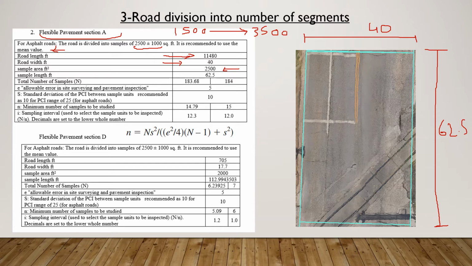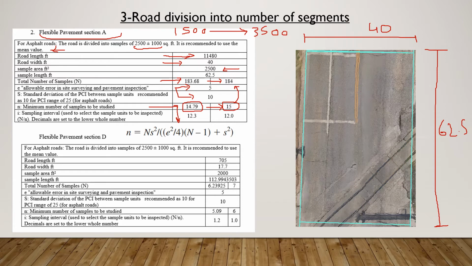The total number of samples calculated was 183.6, approximated to 184. The allowable error and standard deviation recommended for flexible pavement are 5 and 10 respectively. The minimum number of samples calculated using this equation was 14.79, approximated to 15. So we will study only 15 samples that will represent the behavior of 184 samples.